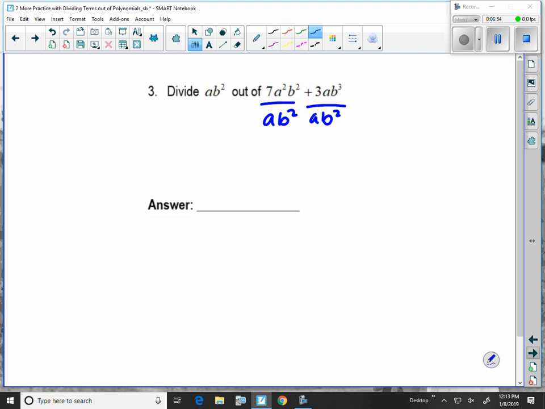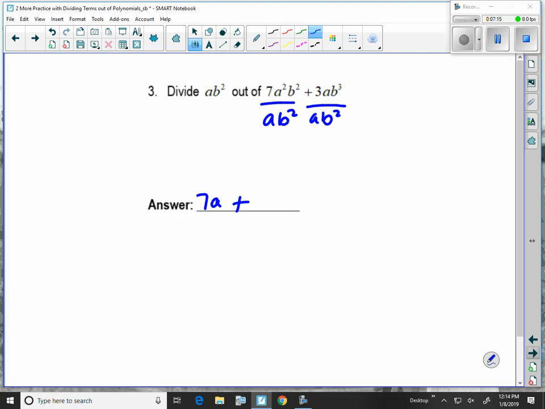So if you look at this first one, do we have any number downstairs? No. So 7 divided by 1, let's assume 1, is just 7. Am I going to have any a's left? Yes. How many? 1. Good. How about b's? No. B squared is the 2 subtract to 0.